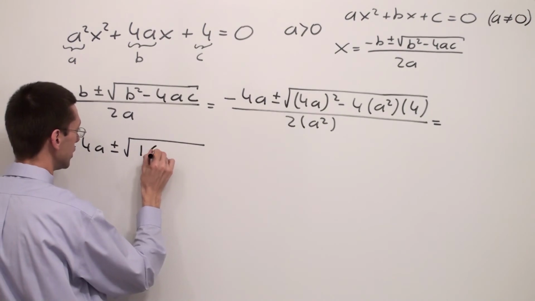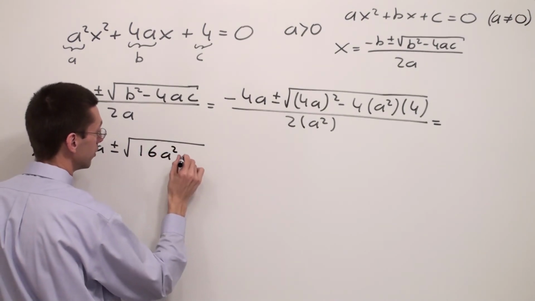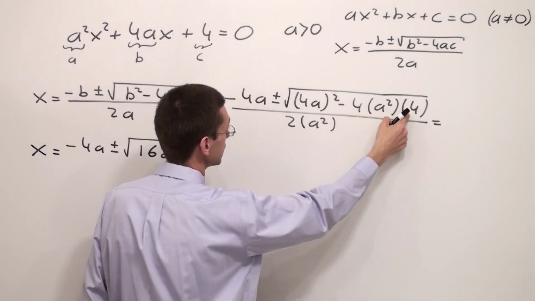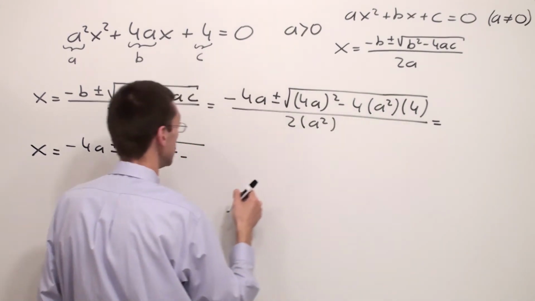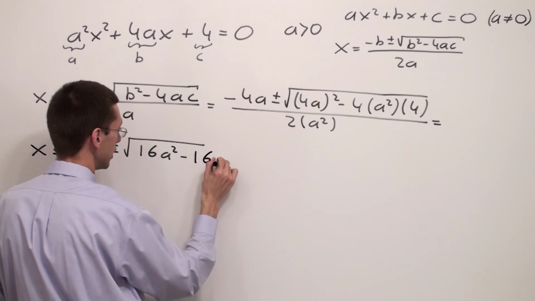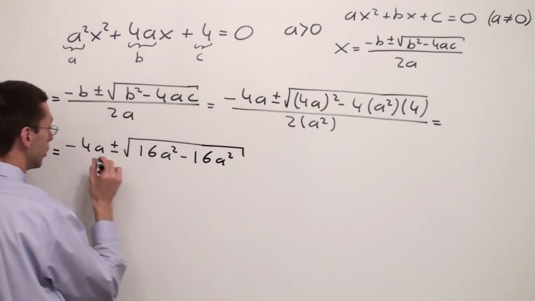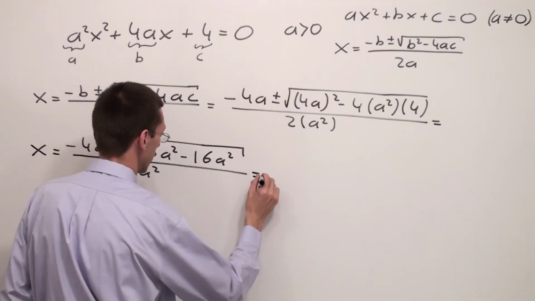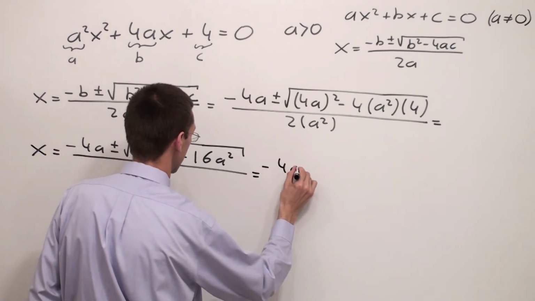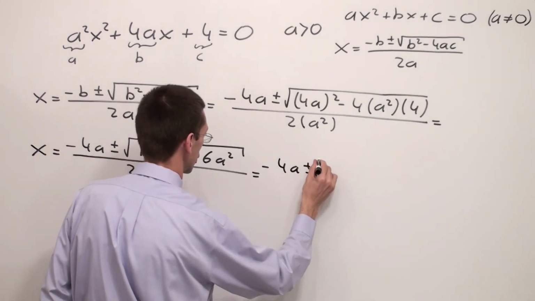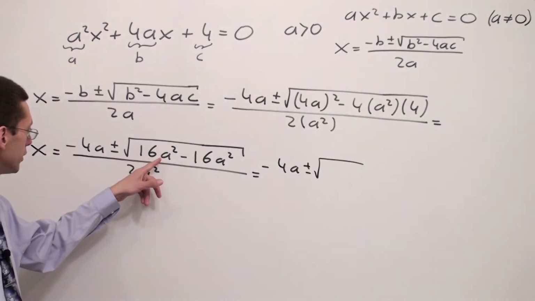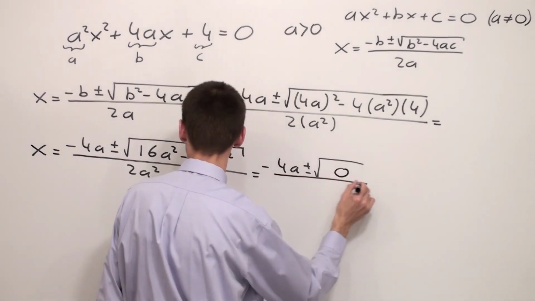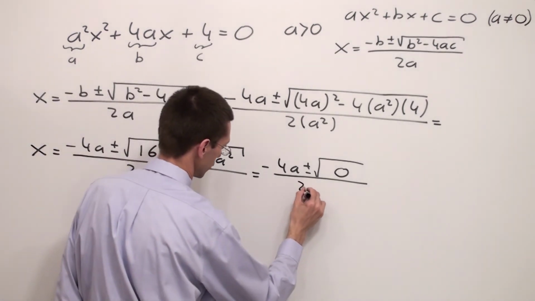power, which is equal to 16a to the second power, minus, because I have negative times positive is negative, times positive is negative, 4 times 4 is 16, times a squared is 16a squared, over 2a squared. This is equal to negative 4a plus or minus the square root of 16a squared minus 16a squared, which is equal to 0, over 2 times a squared, which is just 2a squared.